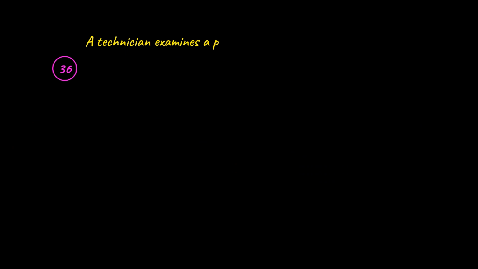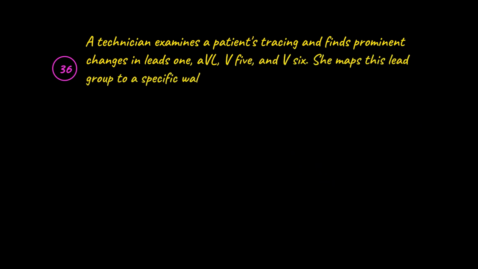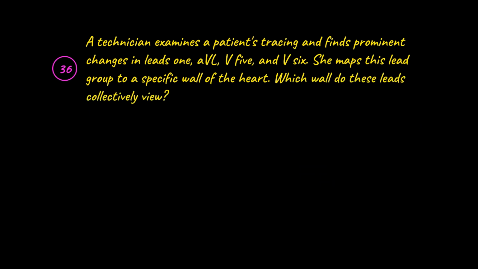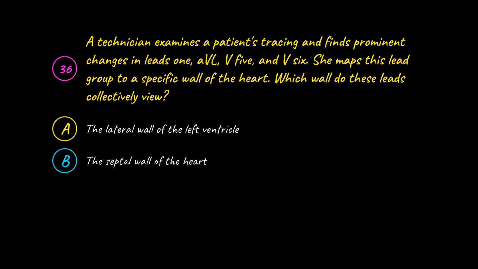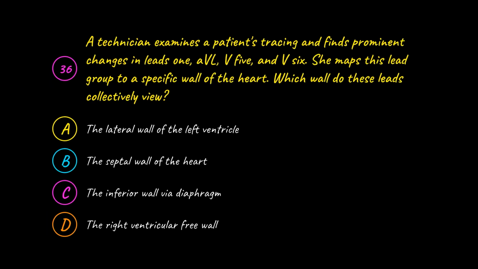Question 36. A technician examines a patient's tracing and finds prominent changes in leads 1, AVL, V5, and V6. She maps this lead group to a specific wall of the heart. Which wall do these leads collectively view? Your options are A, the lateral wall of the left ventricle, B, the septal wall of the heart, C, the inferior wall via diaphragm, D, the right ventricular free wall. What's your answer? Commit to one before I continue.